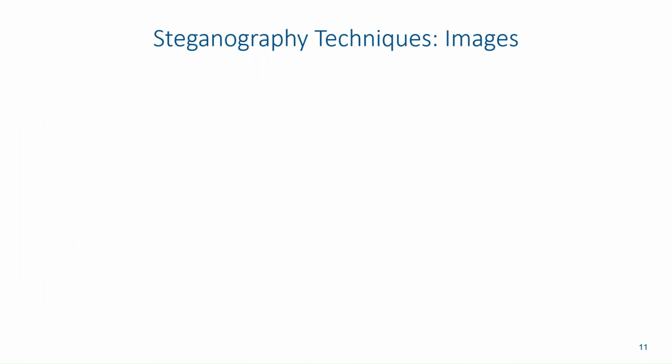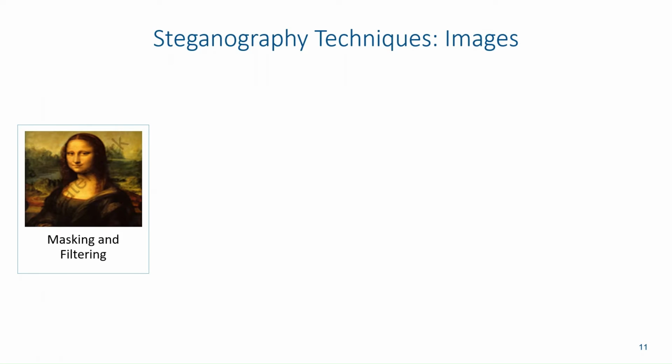The next steganographic technique is using images. The first technique is masking and filtering. As you can see on the Mona Lisa here, we have a watermark, and this ensures that images are not being used without having paid what is necessary to be able to use that specific image.